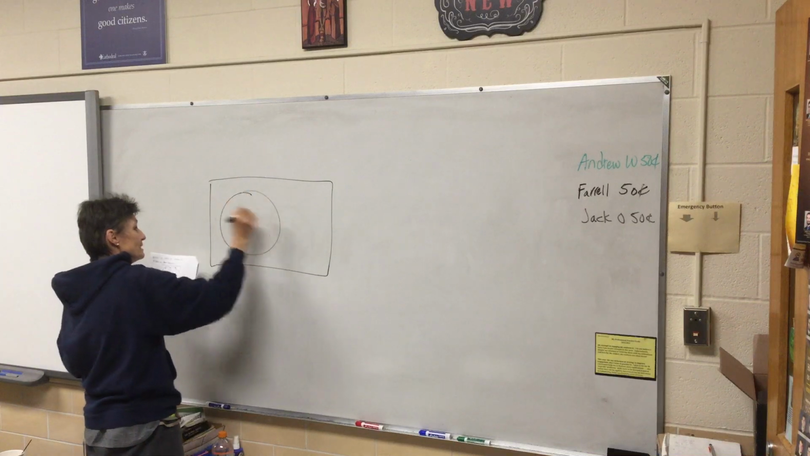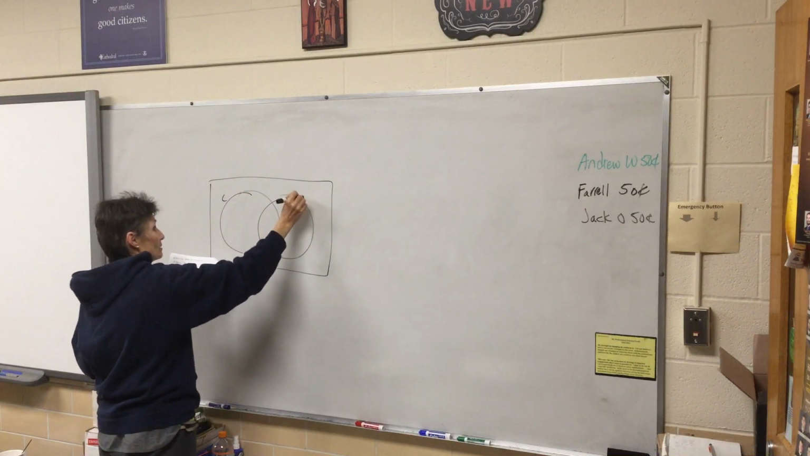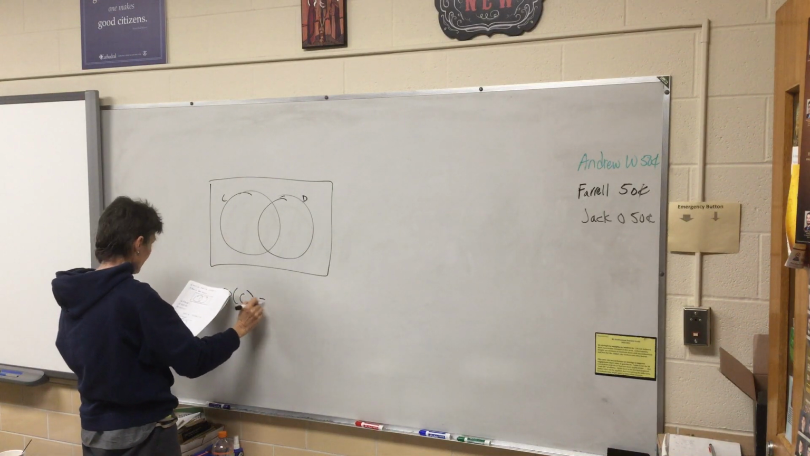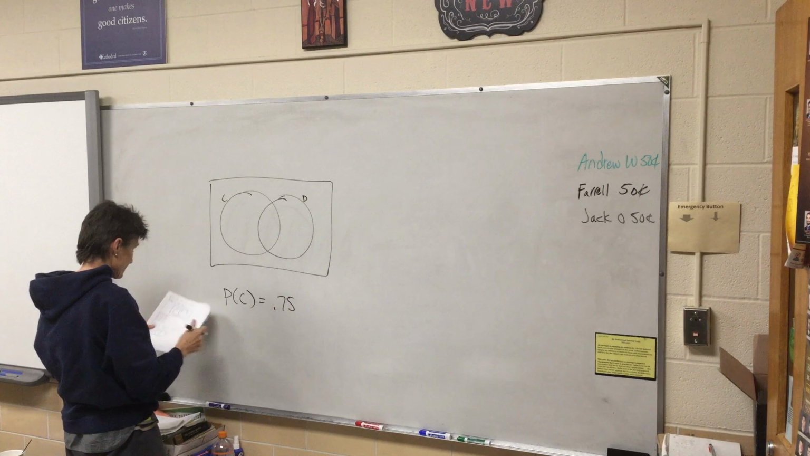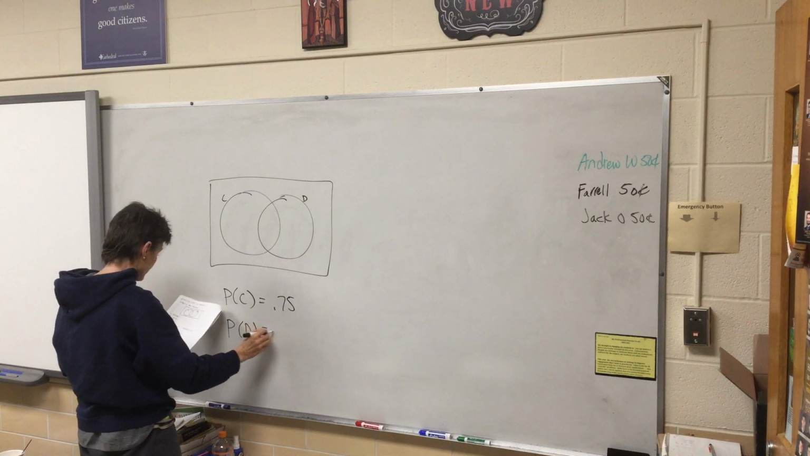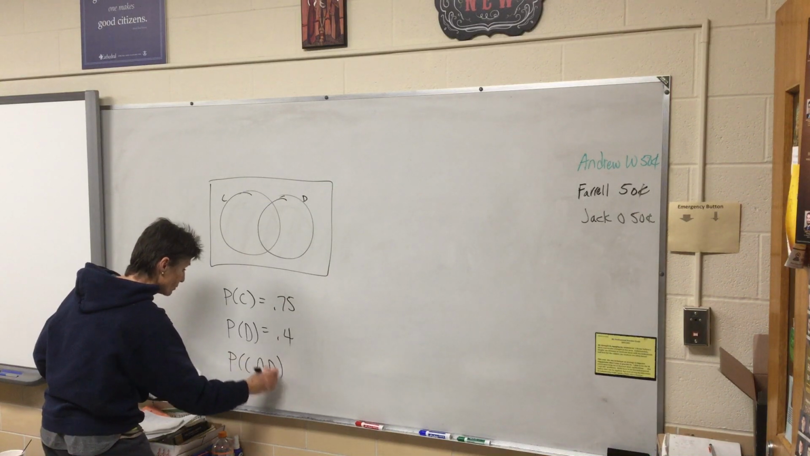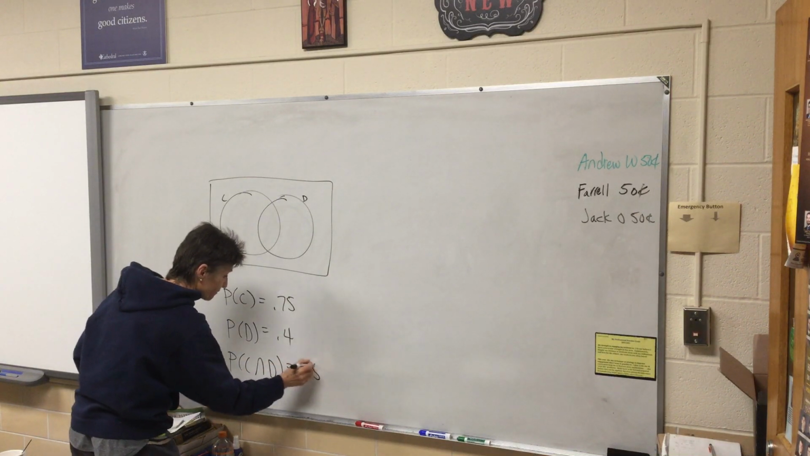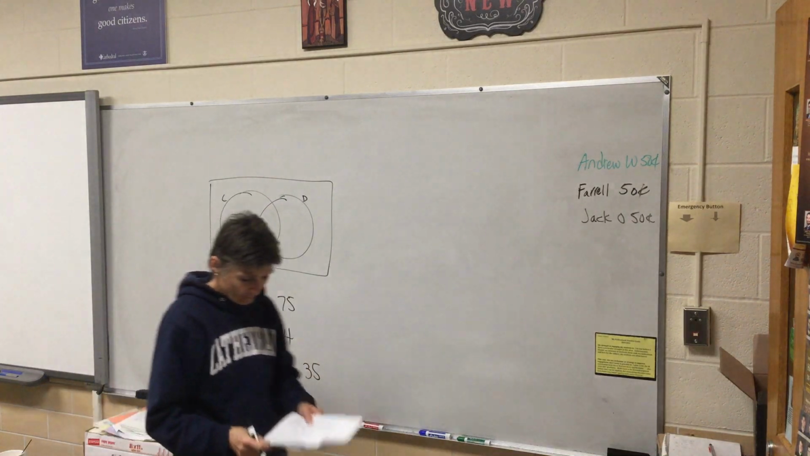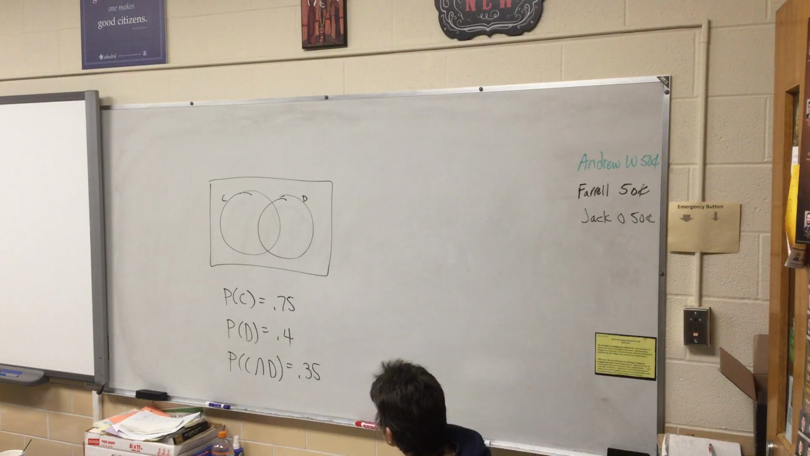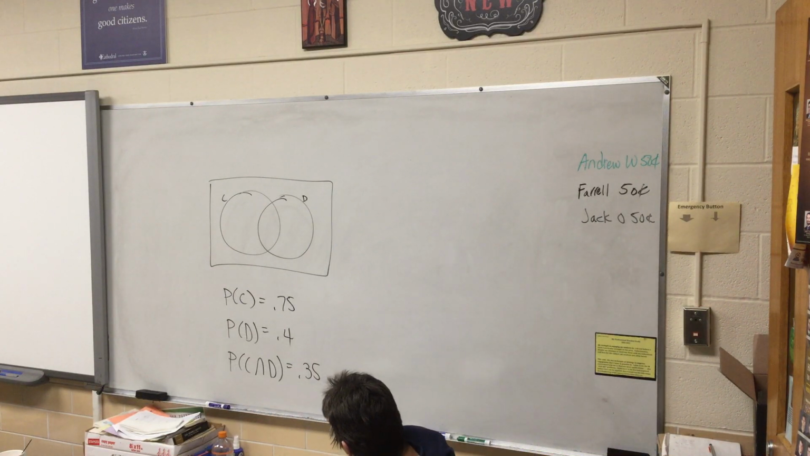This time we have C and D. All right, so we have cookies and donuts this time. So the probability that somebody likes cookies is 75%. The probability they like donuts is 0.4. And the probability they like cookies and donuts is 0.35. Now, take a second and see if you can fill in your Venn diagram. See if you can put the numbers in the right spots, get the right numbers for that Venn diagram.